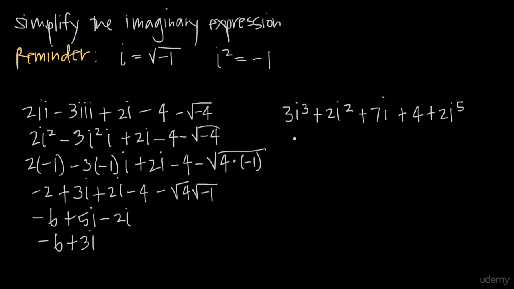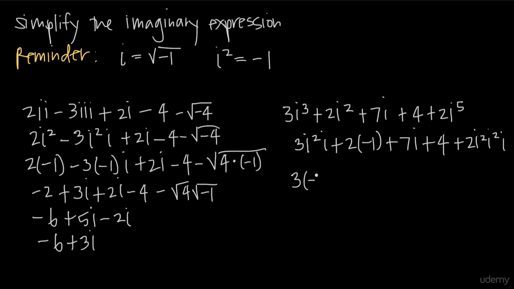We have 3i cubed. We're going to change that to 3i squared times i. We're going to have plus 2i squared. We know i squared is -1, so we'll get plus 2 times -1 plus 7i plus 4. And then here for 2i to the 5th, we'll change that to plus 2 times i squared i. Simplifying again, we have i squared here. We know that's -1, so we get 3 times -1 times i. 2 times a -1 is a -2 plus 7i plus 4.